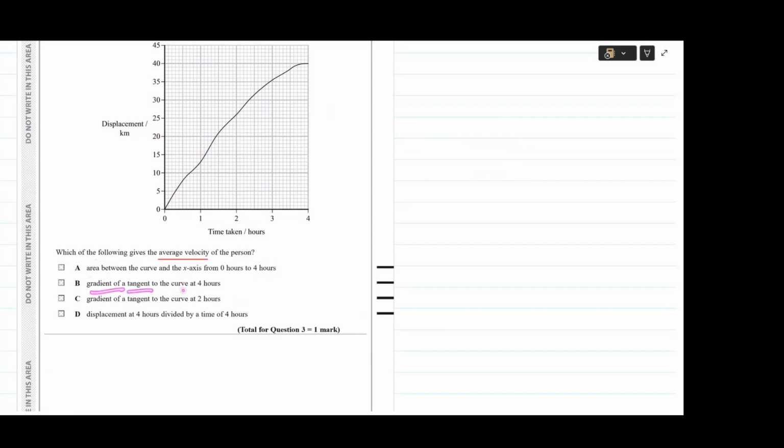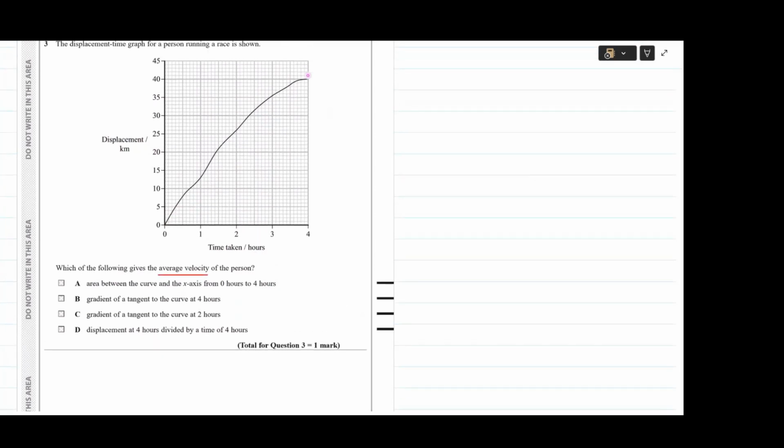Gradient of a tangent to the curve at 4 hours. So they are telling us that if we make a tangent over here and then find out its gradient, doing that will only give us the instantaneous velocity at time 4 hours. That is why both B and C are not the correct answer, because if we follow this method, we will only find out the instantaneous or the momentary velocity at this particular hour. That is why number D is the correct answer.